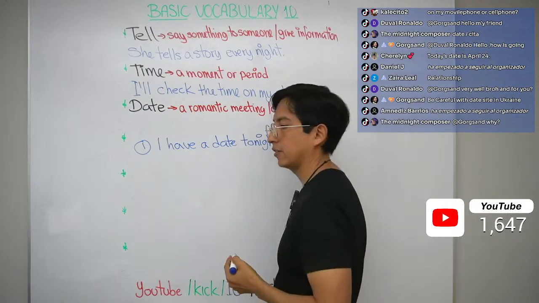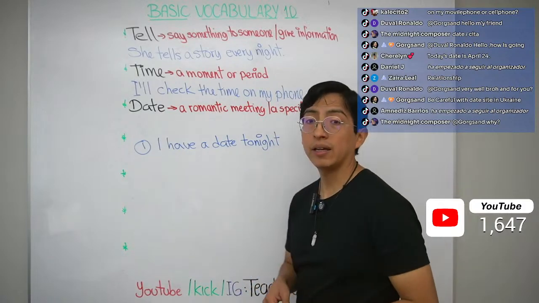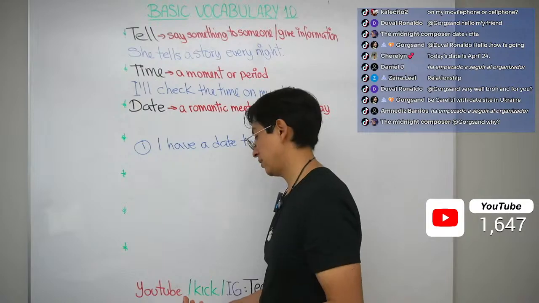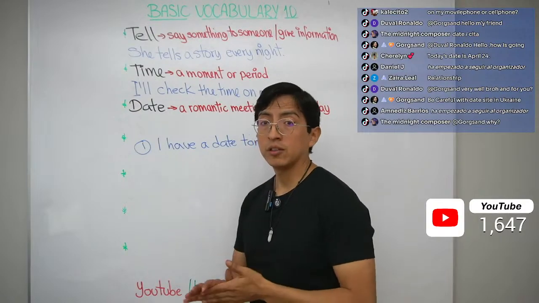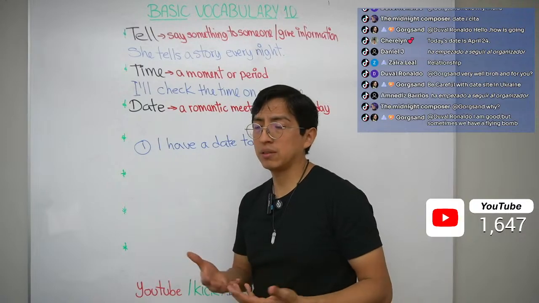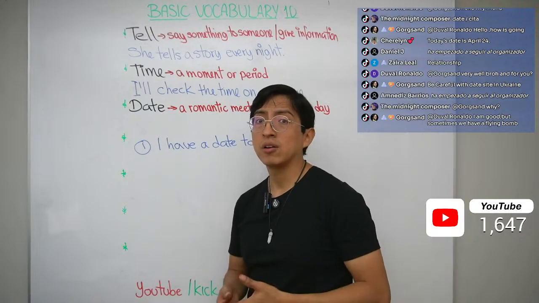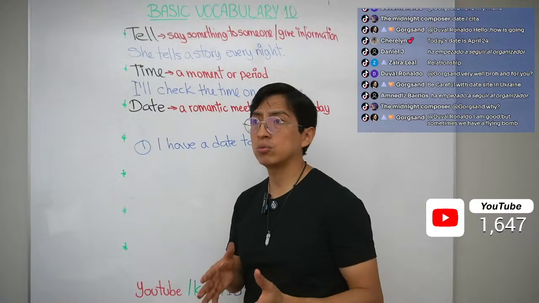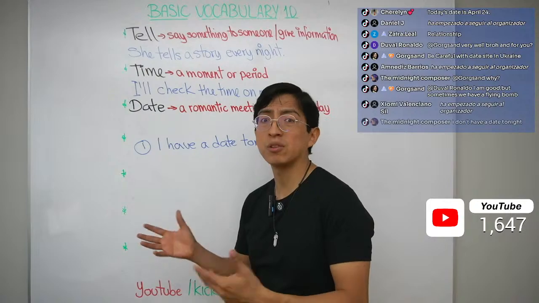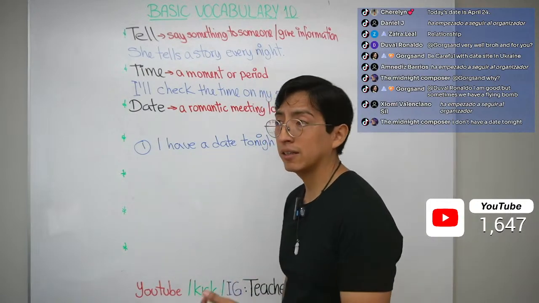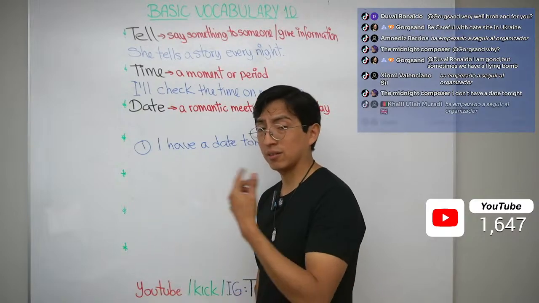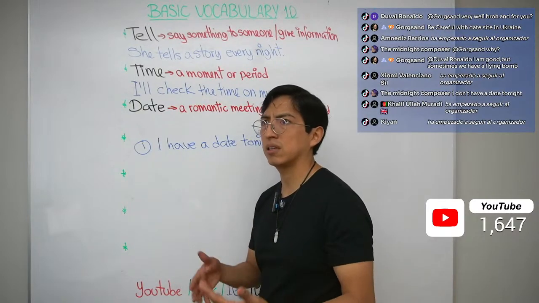Okay, I have a date tonight. It means that I told a girl to meet and eat together, maybe have dinner together, or maybe go somewhere special, go to the beach, go to the park, go to the amusement park. Yep. And then, well, get to know each other and talk.